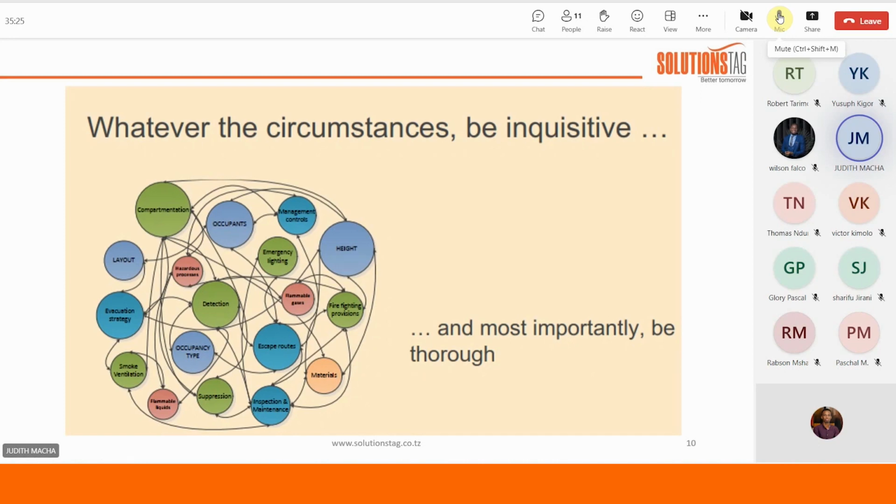Yeah. So this is a little of what we're supposed to do. It's very important to be thorough. It's very, very important to be thorough. And this can be just one of the examples. Maybe you are trying to check on the sprinkler system, and you are an assessor.